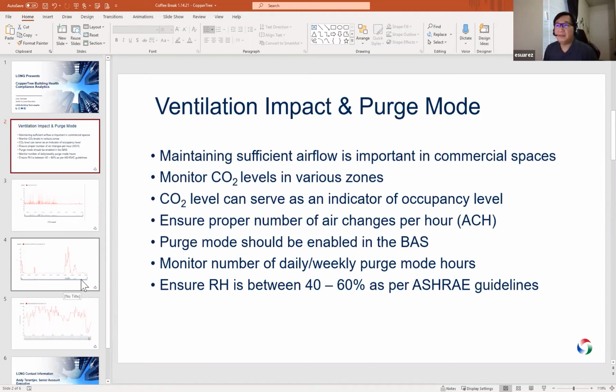Now, how are we ensuring that level? Are we currently monitoring that? Are we providing this proper ventilation for our occupants? So that's another gotcha moment.